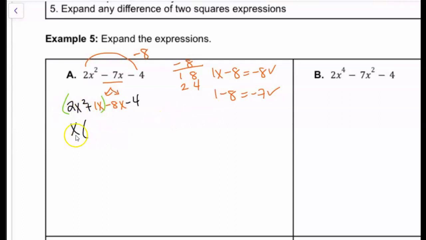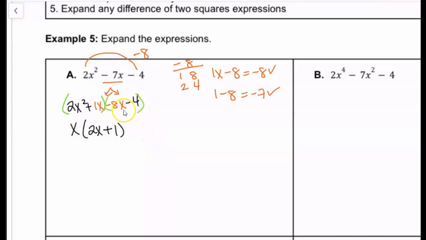And then remember, you just ask yourself, x times what is 2x squared? Well, x times 2x. And then there's a plus. x times what is 1x? Well, times 1. Because remember, once again, we're not changing the problem, we're just rewriting it. So x times 2x is 2x squared, x times 1 is 1x.